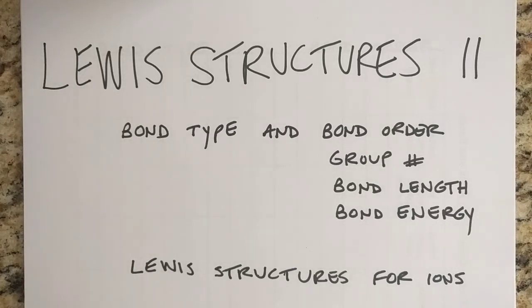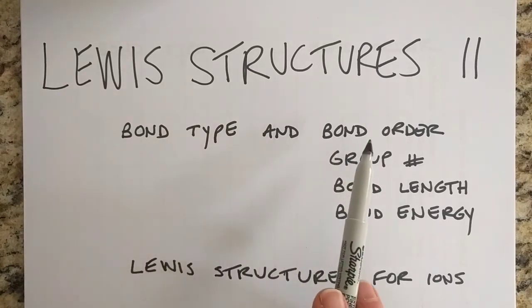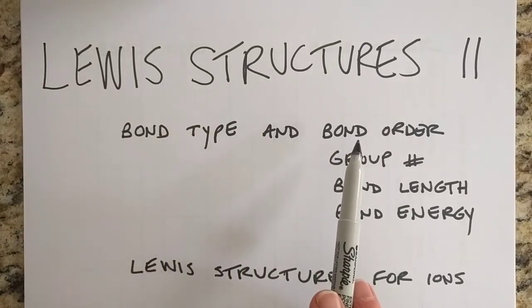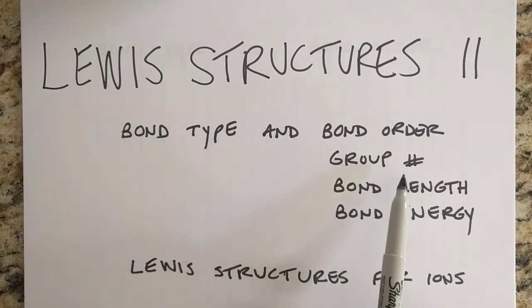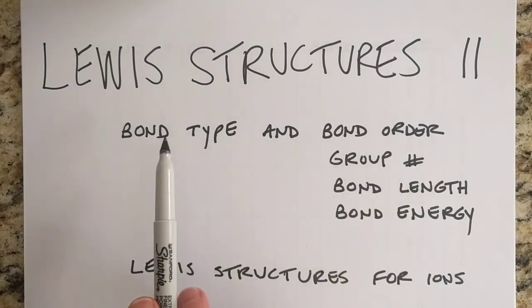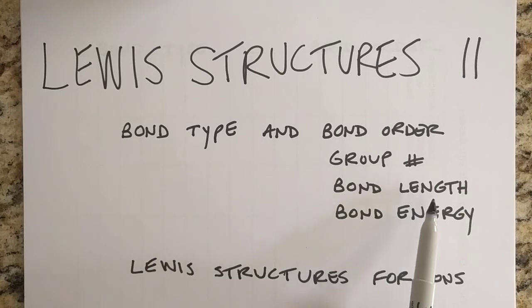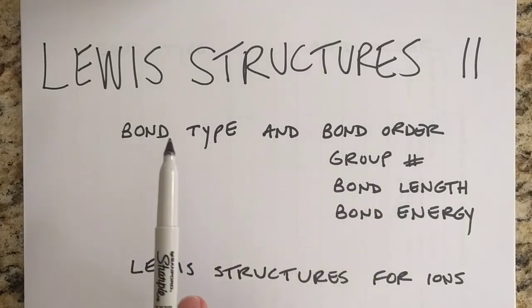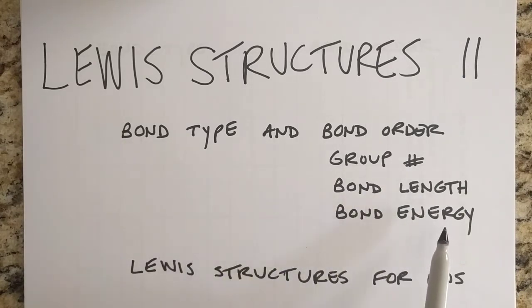This lesson is on Lewis structures. We're continuing from yesterday. Before we take a look at Lewis structures, we're going to look at the relationship between bond type and bond order. Then we'll look at the relationship between bond type and group number, then the relationship between bond type and bond length, and then the relationship between bond type and bond energy. Then we'll take a look at Lewis structures for ions.